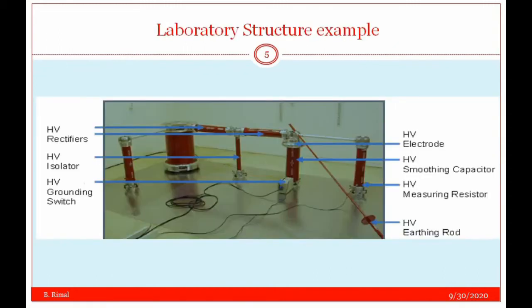You can see a laboratory setup for high voltage DC generation. You can see high voltage rectifiers, isolators, grounding switch, high voltage electrode, smoothing capacitor, measuring resistors, earthing rod, and you can also see the aluminum plates laid on the ground for creating an equipotential surface. This is a general configuration of a high voltage laboratory.